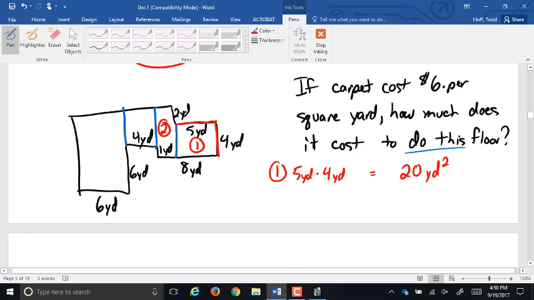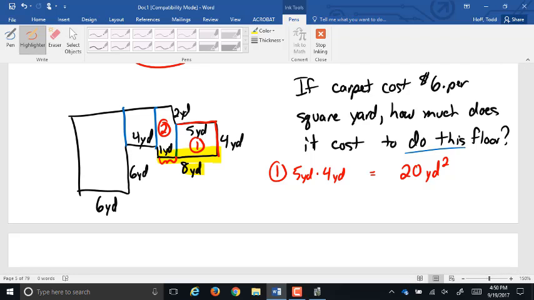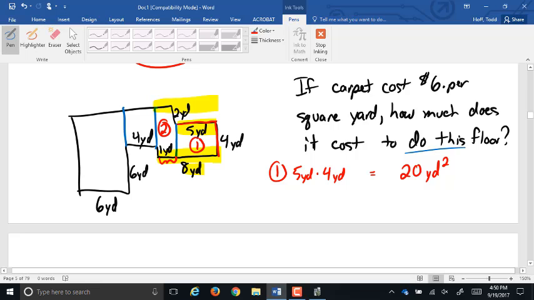This second one here, moving back to the left, however, is a little trickier. What's this dimension here going to be? This whole piece here is how far? 8, right? All the way across, that's labeled as 8 yards. So up here, that whole distance would have to be 8 yards, correct? This piece is 5, so how much is left? 3. That piece would have to be 3 yards because 3 plus 5 equals the whole 8.